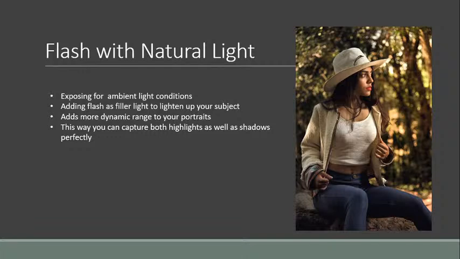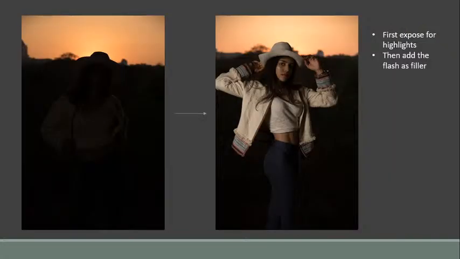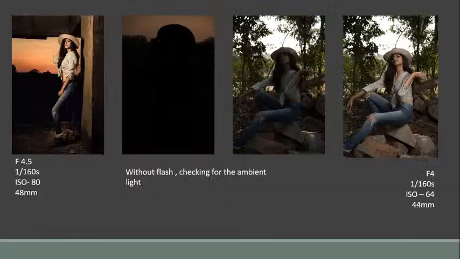So this is a bit tricky, but if you get used to it, it's a lot easier to do. So that's how I go about it. First I expose my camera for the highlights, such as on the left side of the image, and then I add the power of the flash accordingly to give that particular filler light to the model, which will give you that particular final product.